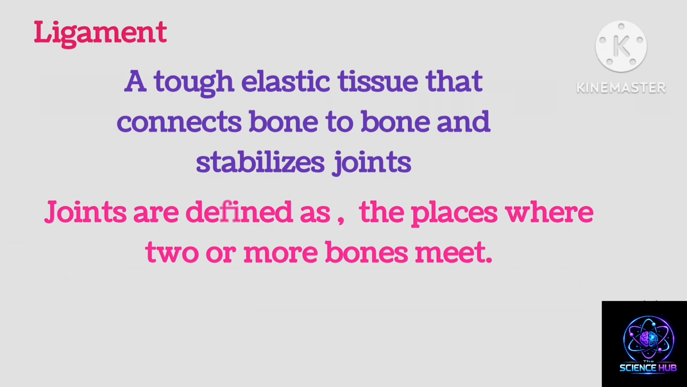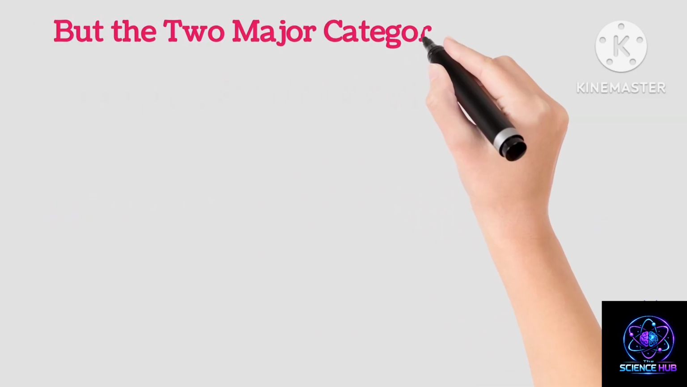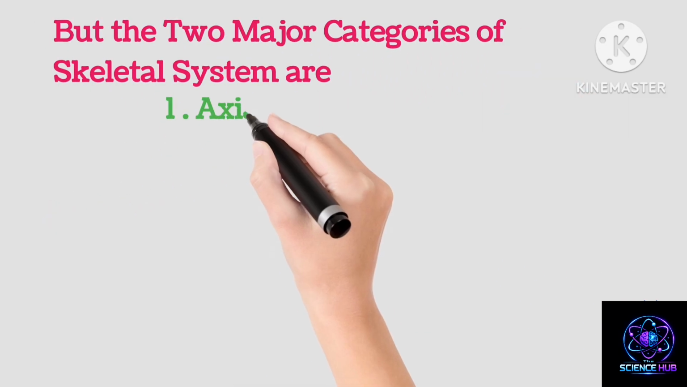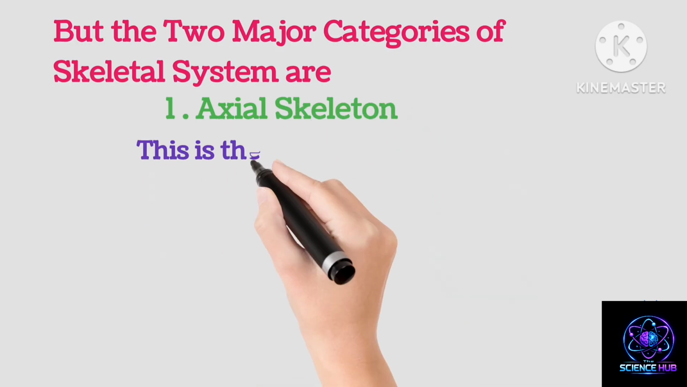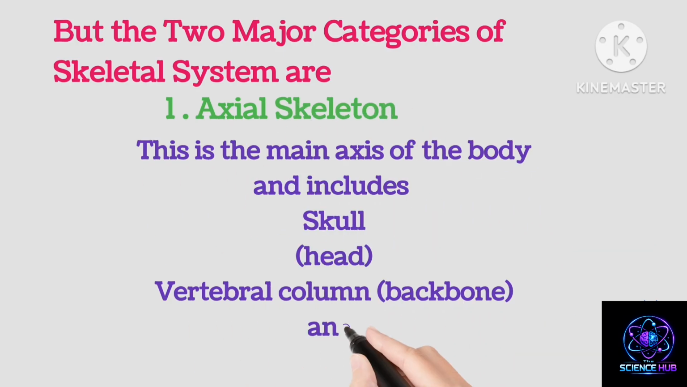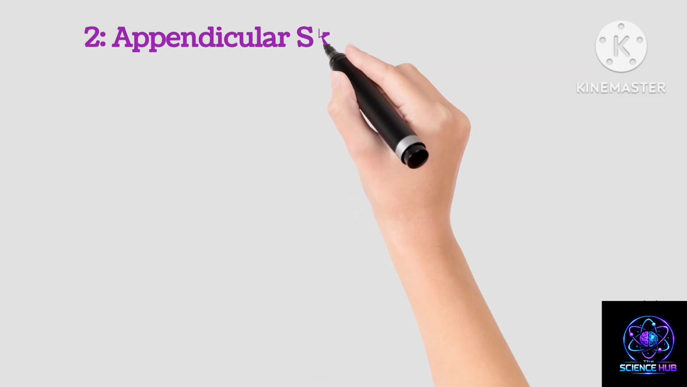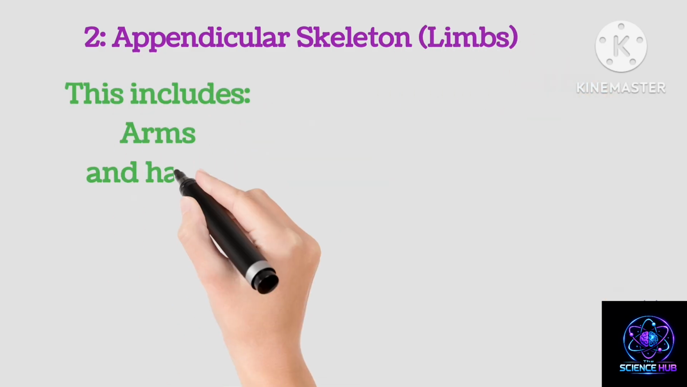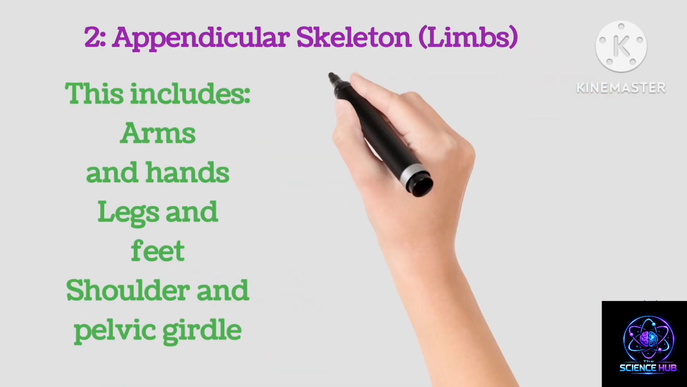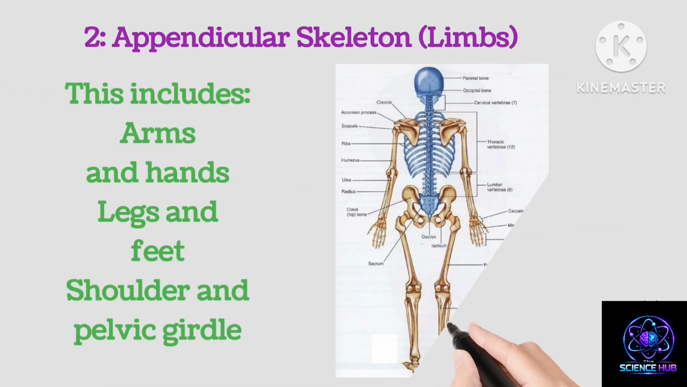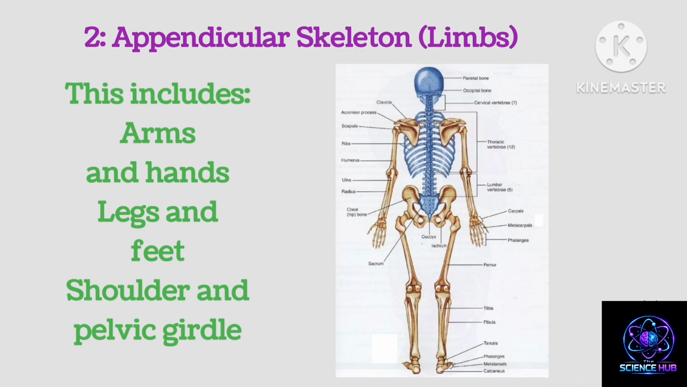But the two major categories of skeletal system are, number 1, axial skeleton. This is the main axis of the body and includes the skull, head, vertebral column, backbone, and rib cage. Number 2, appendicular skeleton, limbs. This includes arms and hands, legs and feet, shoulder and pelvic girdle.